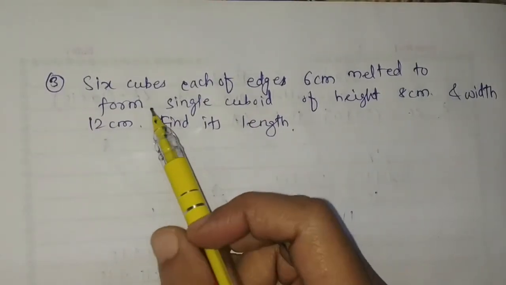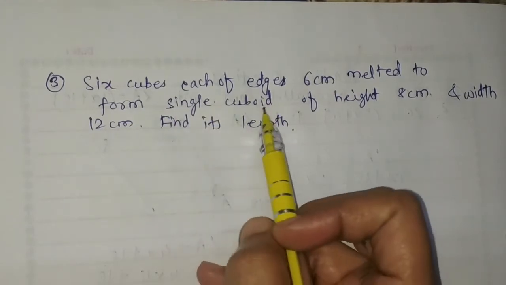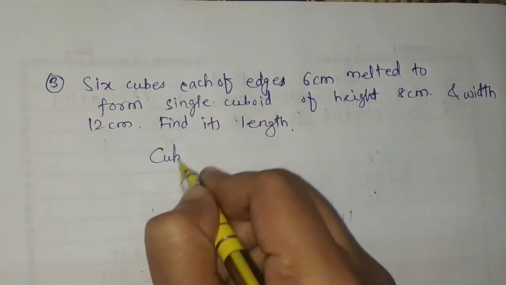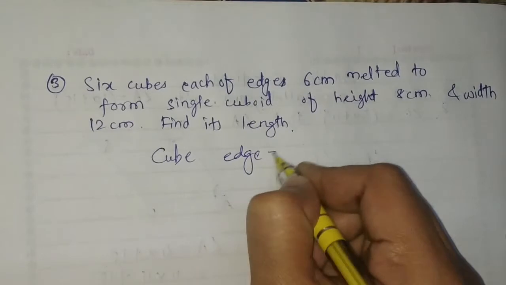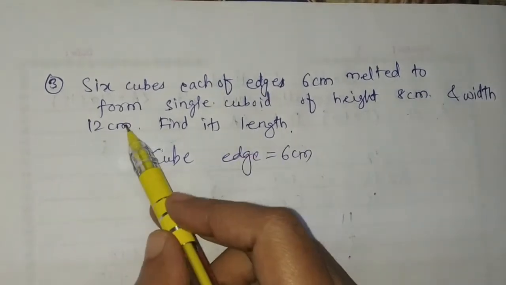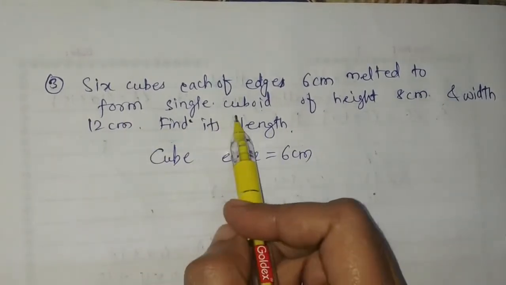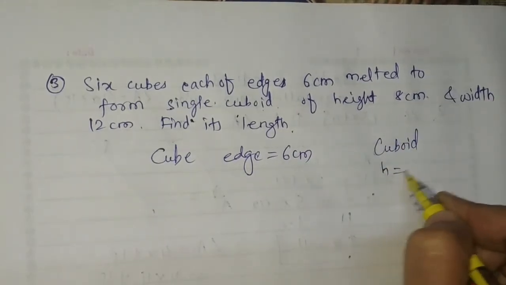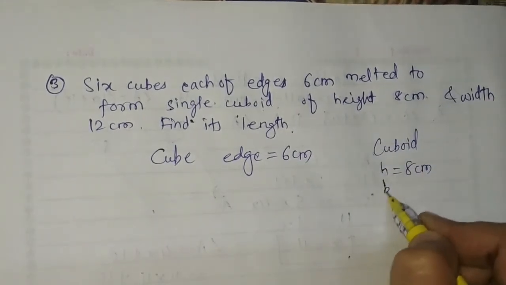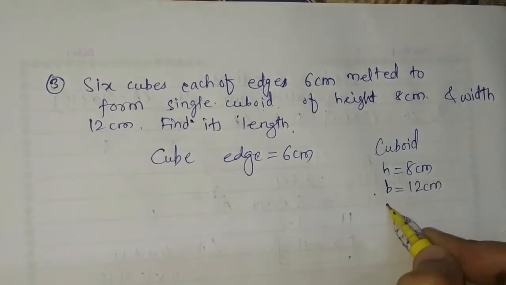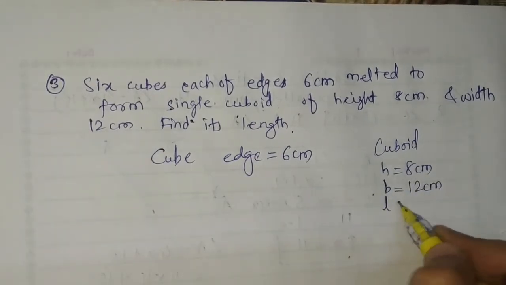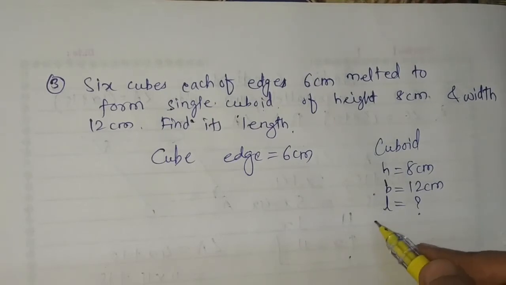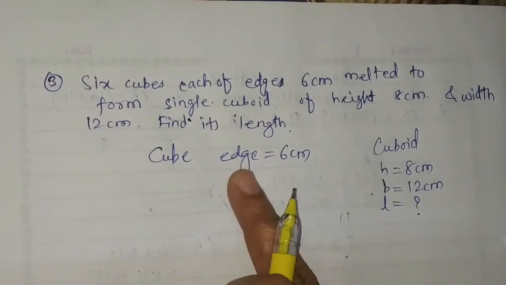The next question is: 6 cubes, each of edge 6 centimeters, are melted to form a single cuboid of height 8 centimeters and breadth 12 centimeters. We have to find out its length. So here are such 6 cubes.